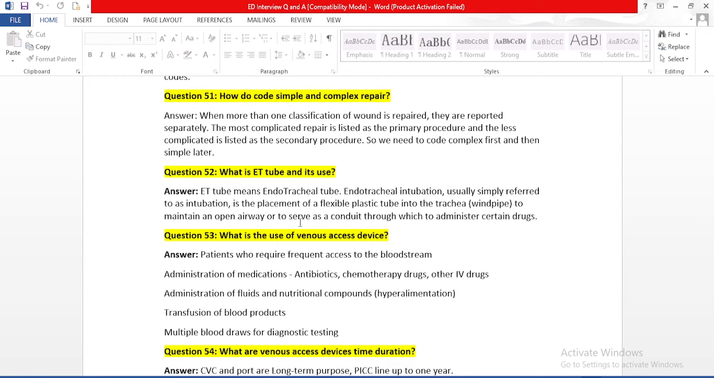Next question, how do we code simple and complex repair? When more than one classification of wound is repaired, they are reported based on severity. For example, if the patient has a complex repair on the leg and a simple repair on the hand, we need to code the leg repair, which is the complex repair, first, followed by the simple repair of the hand.